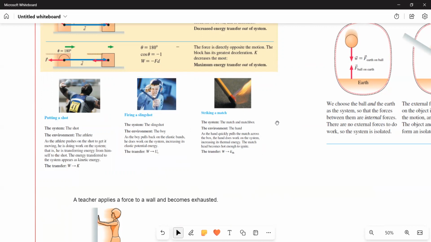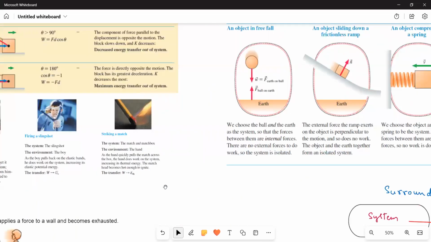Now, one more general example I will give: striking a match on the matchbox. Here, the match and matchbox are the system, and the hand which strikes the match on the matchbox is the external one, the surroundings or the environment. So the work is done on the system, and whatever work is done gets transformed into thermal energy. Okay, so work is done on the system. That means the energy is transferred from the environment or the surroundings to the system. Okay, that you should know. That is the main purpose of this discussion.